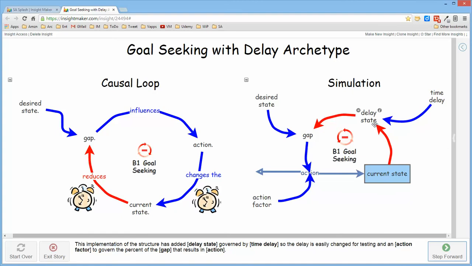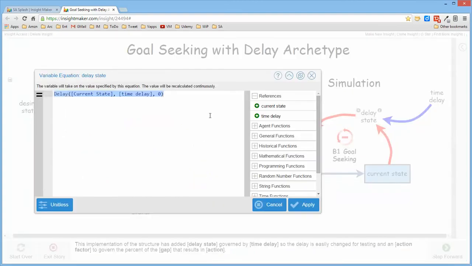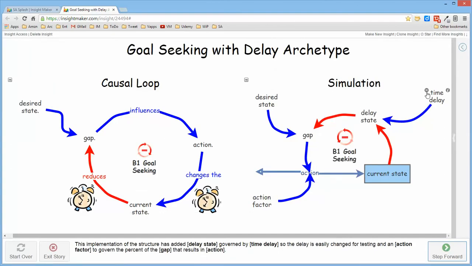And then I've added this delay state, which is a built-in function. It says delay the current state by some time delay, with a variable called time delay. And this is set up so that I can easily change the amount of delay that's in this part of the structure. Now I said over here that the delay could be in a couple of different places. I've simply chosen to implement it here. You could implement it in other places if that was more appropriate for the actual structure that you're dealing with.